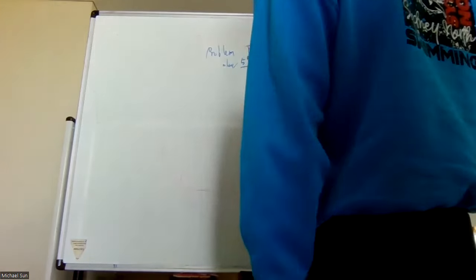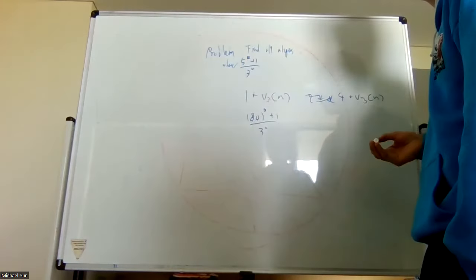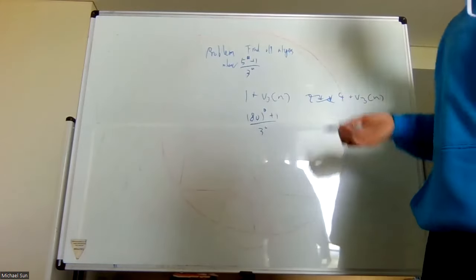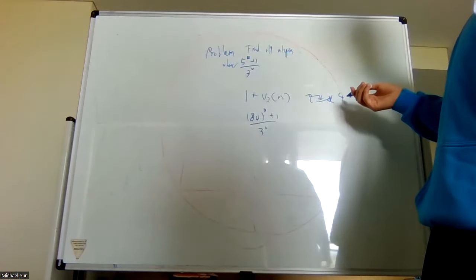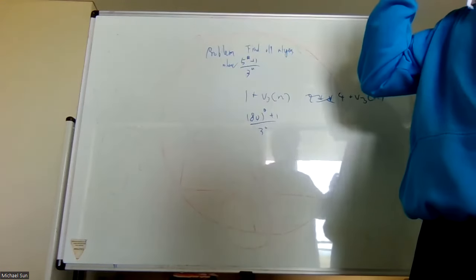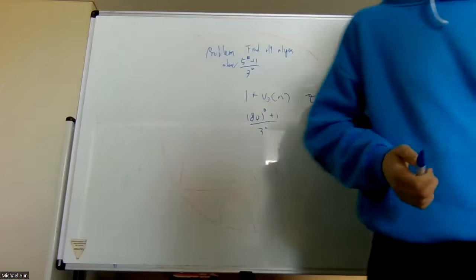Wait, what? It would work for 1, 2, 3, 4, and then 6. Wait, it works for 6? Yeah, because you get 4 plus v3 of 6, which is equal to 1, so 4 plus 1 is 5. Yeah, I was not thinking there.